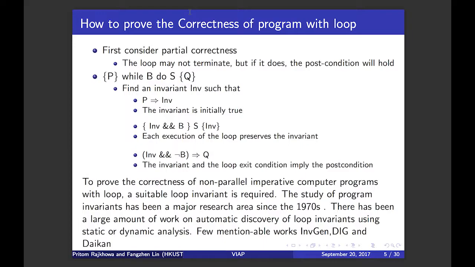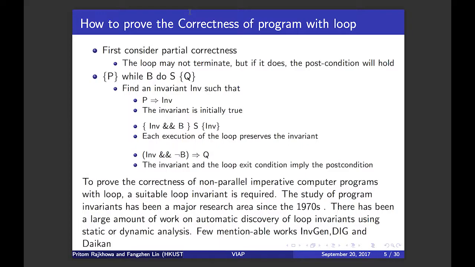It needs to satisfy two properties. The loop invariant needs to be initially true before the execution of the loop. Then it preserves its property, meaning it remains the same during the execution of the loop. And then the loop invariant and the loop exit condition will imply the post condition.